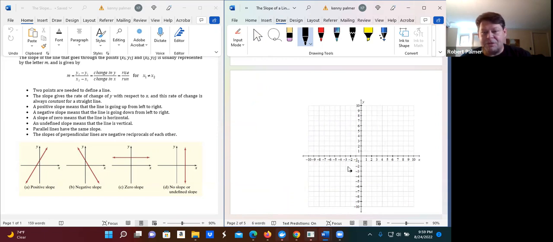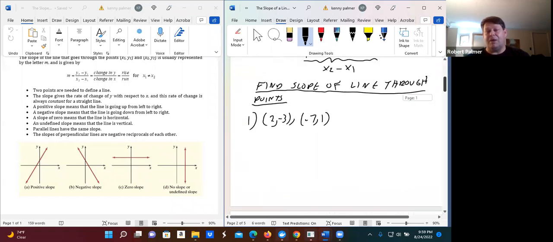And (-7, 1) is right here. Okay, so you have a line. If you think about a line that goes through those two points, it looks something like this. Now, what we've learned so far, this line is going down from left to right, so then we have a negative slope. So we should see that when we graph, we actually find the slope.